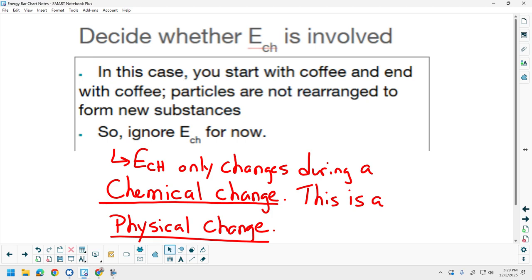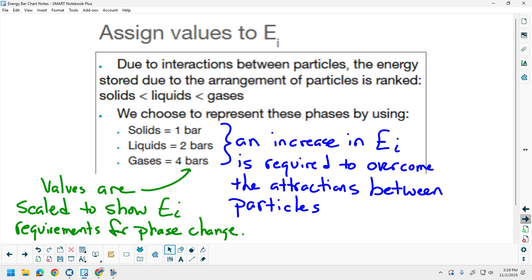Why? Because chemical energy only changes during a chemical change. We're not talking about chemical change yet. Right now, everything that we're talking about in this unit, energy and states of matter, is only physical changes. Later in the year, when we get into chemical change more heavily, then we'll be looking at energy bar charts and how the chemical energy changes. But for now, we can ignore it. It's going to be blank the whole time. If it's not changing, there's no reason to put that in there for us to look at. We're just going to focus on thermal and interaction energies.